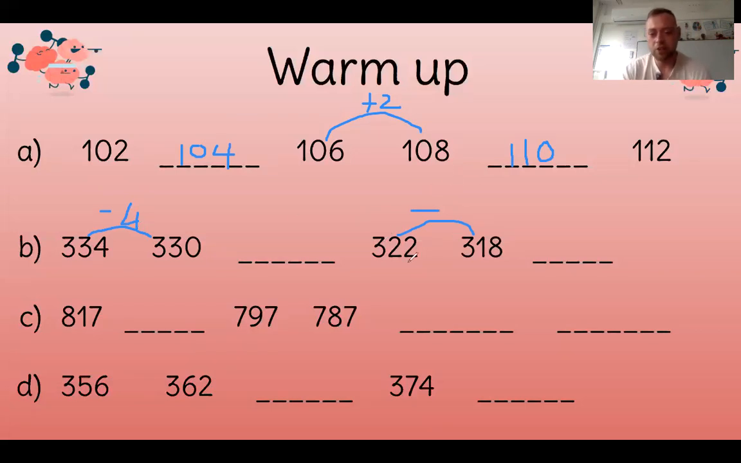So let's just check that this jumps in 4, and then we can fill in the blanks. So I'm going to do the same thing. I'm going to go 322, 321, 320, 319, 318. Yes, it does. Okay, so now let's subtract. I'm going to give you 10 seconds to see if you can figure out the answer.